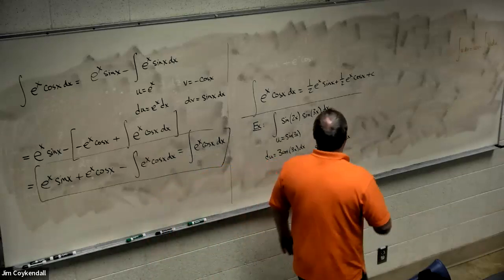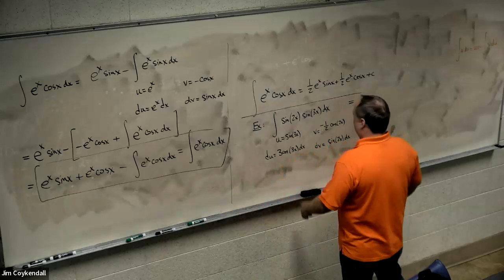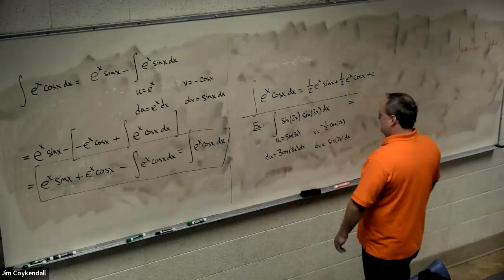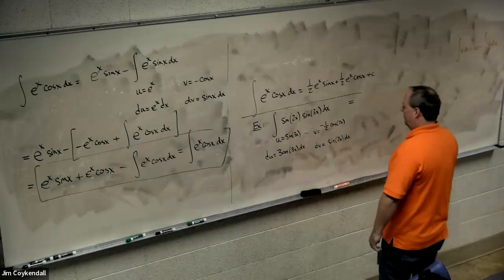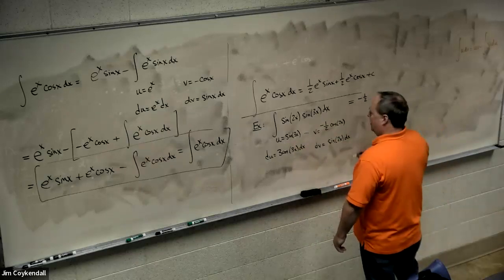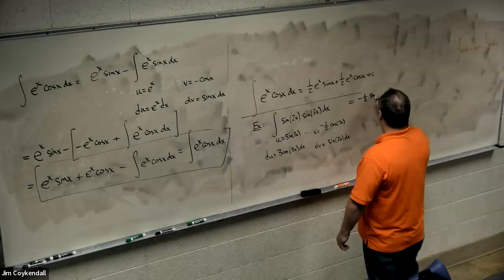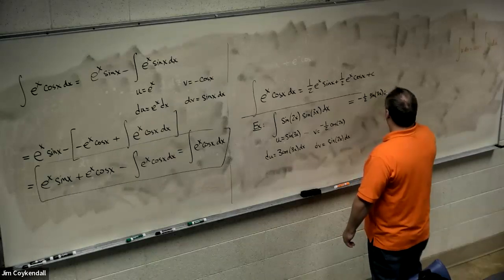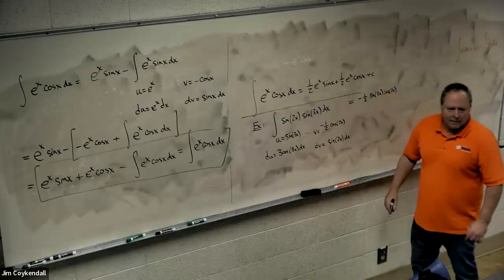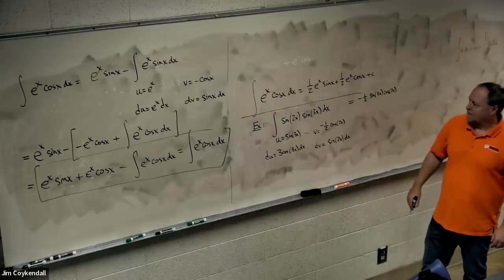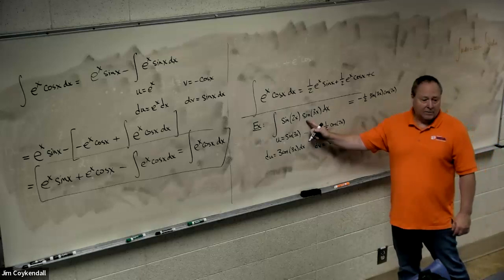So let's see what happens first. This is five of these two, so that's gonna be minus 1/2 sine 3x cosine 2x. I'm just trying to find the same thing here, so I'm just solving.